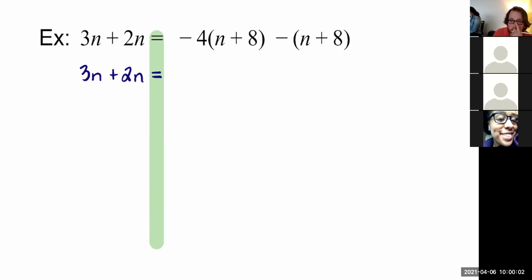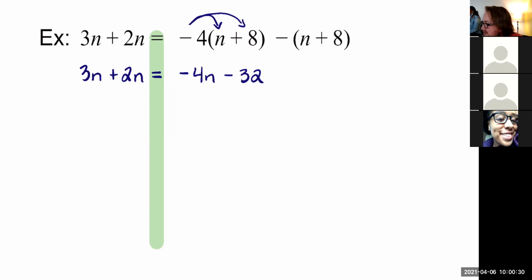On the right is where we have both of our sets of parentheses. What's the first thing we're going to distribute here? The -4. So -4 times n is going to give me a -4n. -4 times 8 is going to give me a -32. But then I get to this second set of parentheses, and it's not immediately clear what I need to distribute because it's partially hiding.